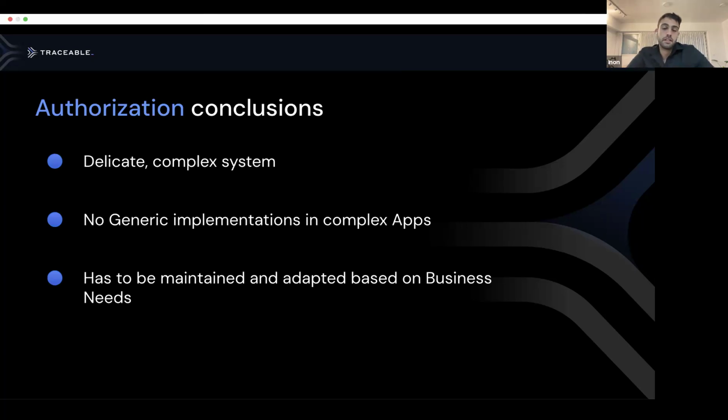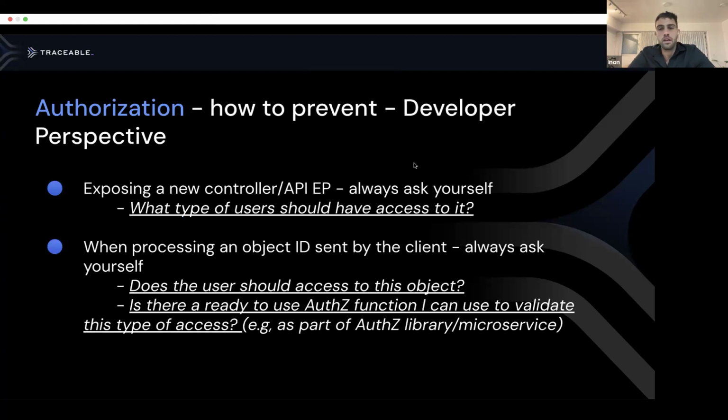And also, it's not something that you write only once and forget about. It's something that has to be maintained and adapted based on the business needs and the new features that you add to your application. From the developer perspective, how can you prevent authorization problems?